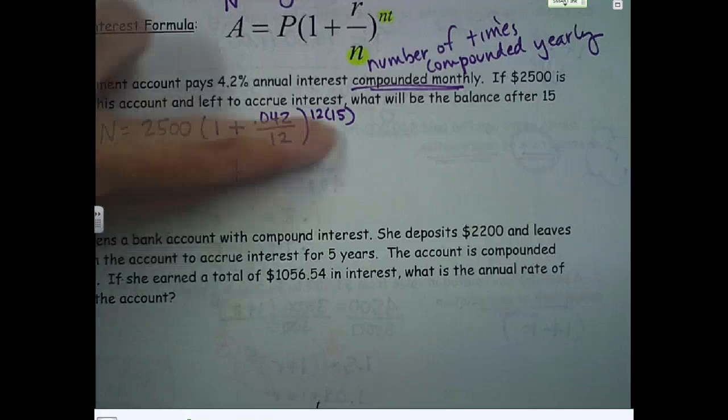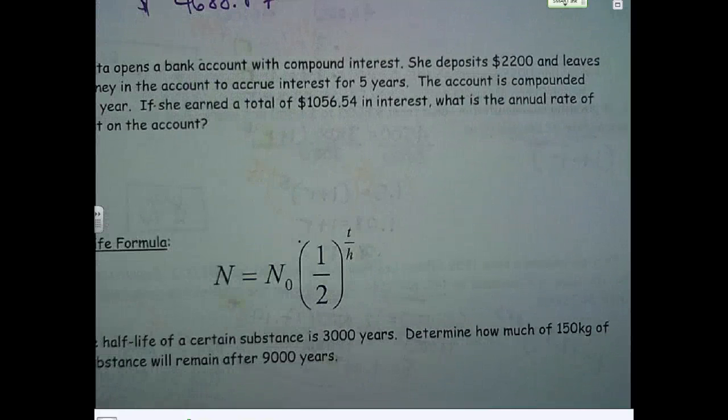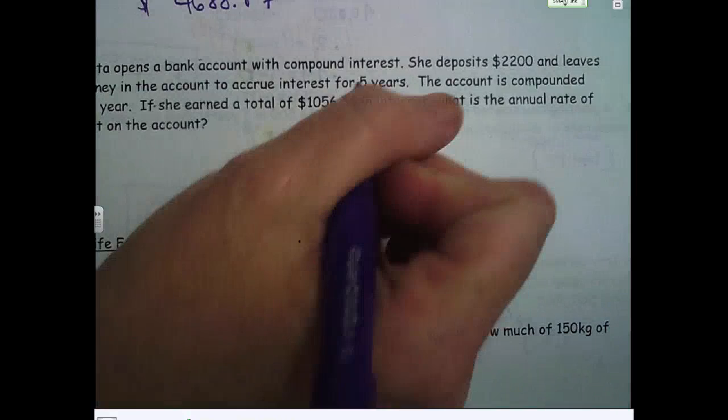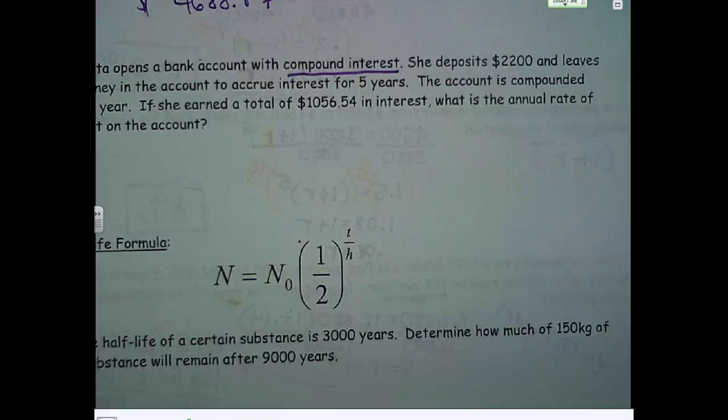How come I didn't have to use log here? Because I wasn't looking for time. Thank you. Okay, number 8. Marta opens a bank account with compound interest. There it is again. If you see the words compound interest, that's the one where you have to use the n, the newer formula.